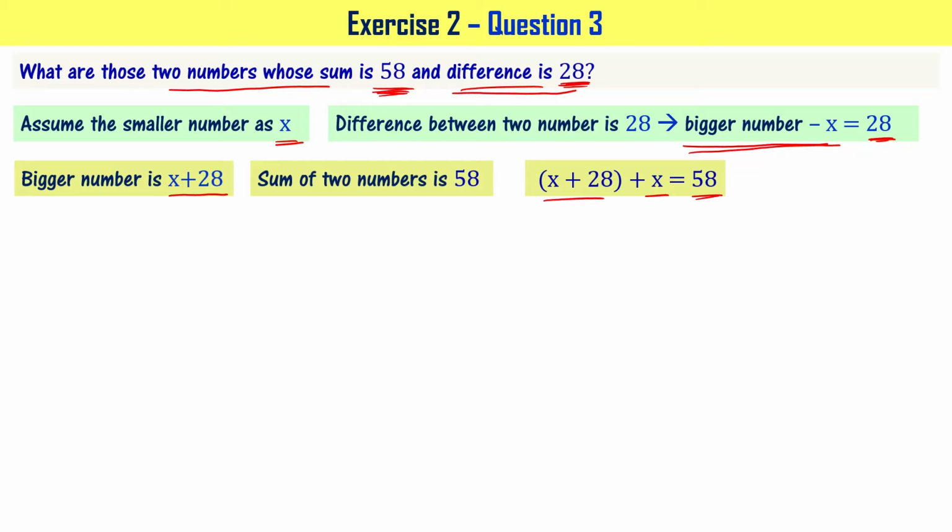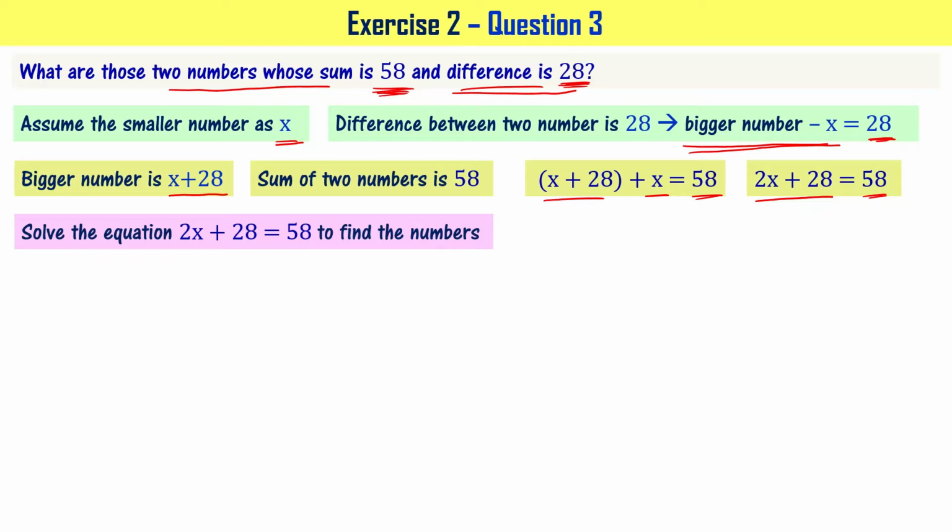Let me rearrange this equation such that I can write it as 2x plus 28 equal to 58. This is a linear equation in one variable, right? If we solve this equation, we'll get the value of x. Once we know the value of x, we know the smaller number and the bigger number also, right? Let us solve this equation. For that, I'm going to transpose plus 28 to the other side.